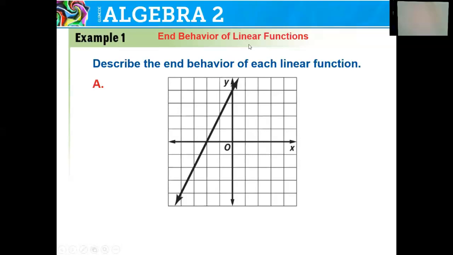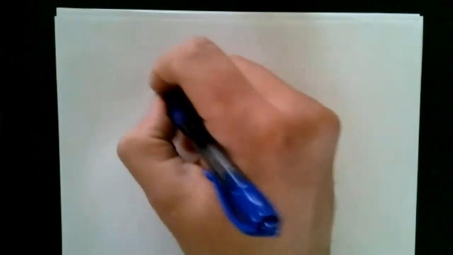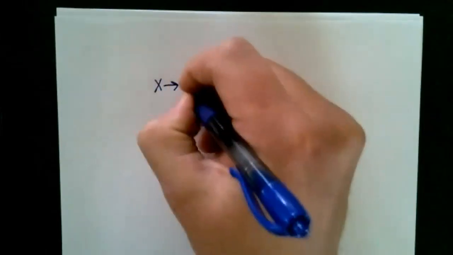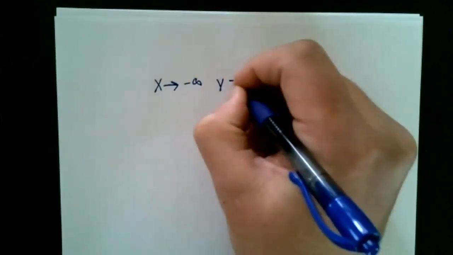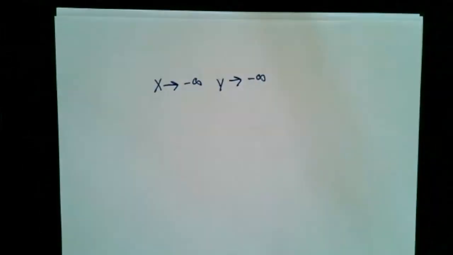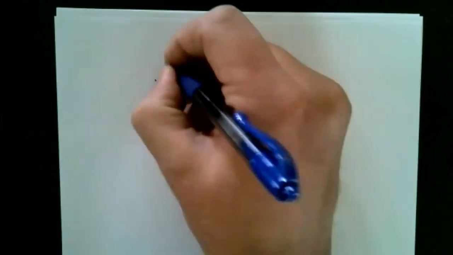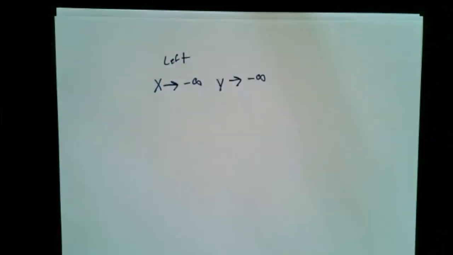So we would express that as: as x goes towards negative infinity, y goes towards negative infinity. And that's because there's no stopping points. And this is the left-hand side. There's no stopping points on the graph.